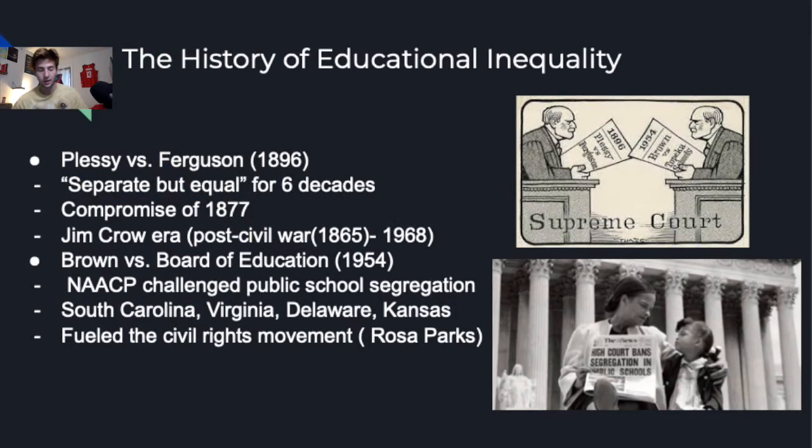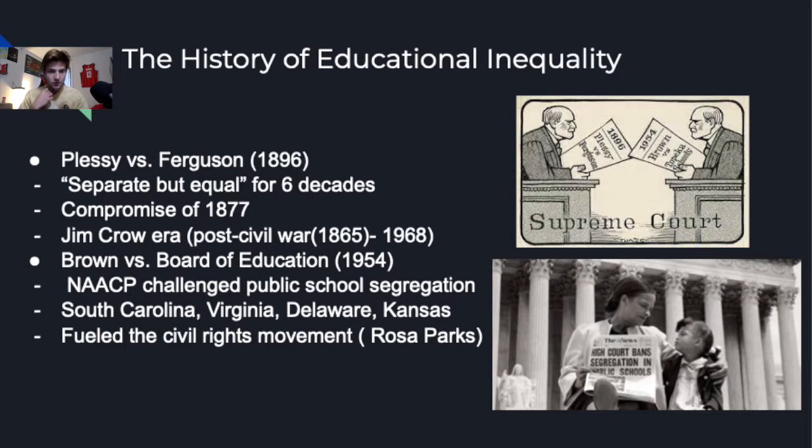First, I've got a bit of a timeline here: the history of educational inequality. Probably one of the most important Supreme Court decisions that played a big role in our nation was Plessy versus Ferguson. Basically, it constitutionally gave the right to have schools be segregated, and this really played a big role in our nation for a long time.